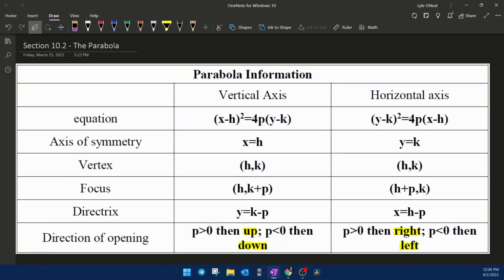So back to our information sheet, notice that in the vertical axis, the x coordinates for the focus and the vertex are both h. That indicates that the x coordinates would have to be the same, and so that tells us that we have a vertical axis of symmetry, and we're going to be using all of these formulas. In other words, all of these formulas apply to our problem.